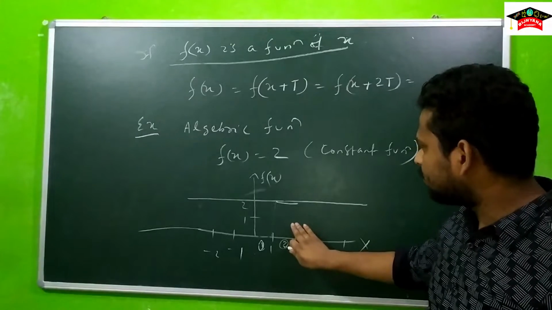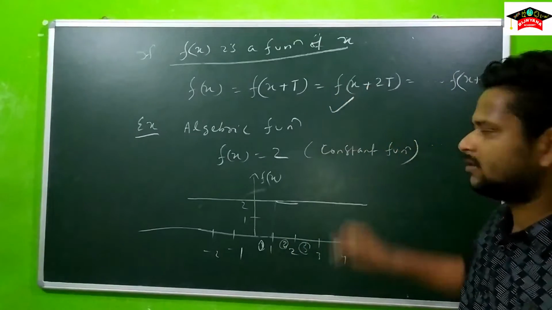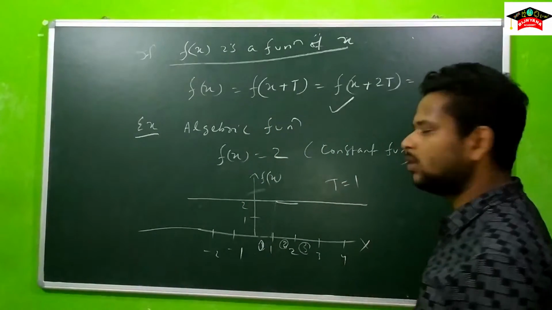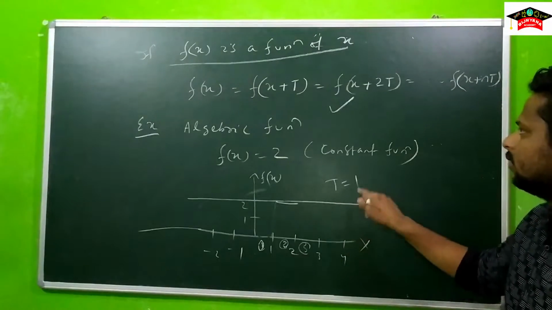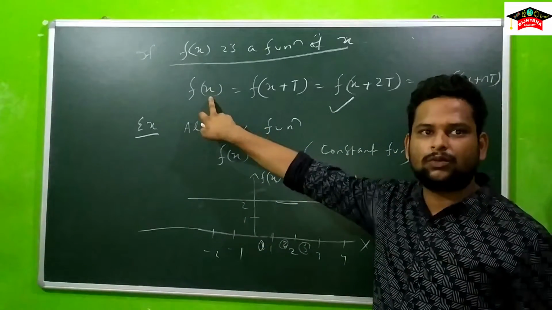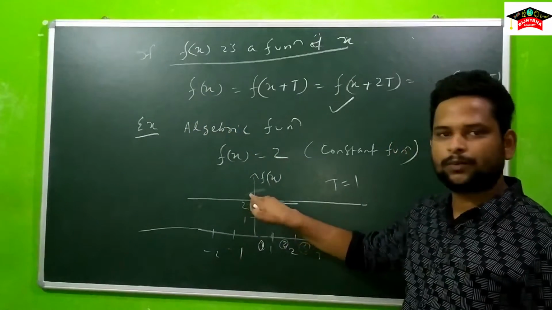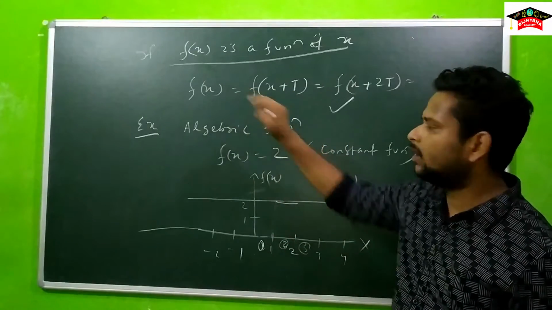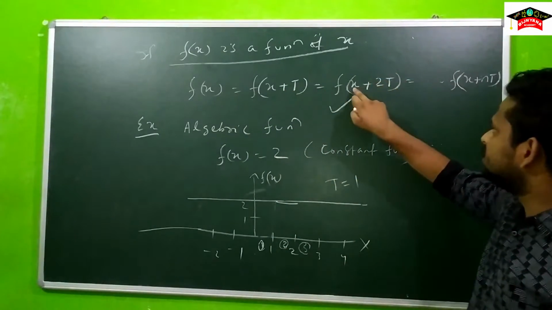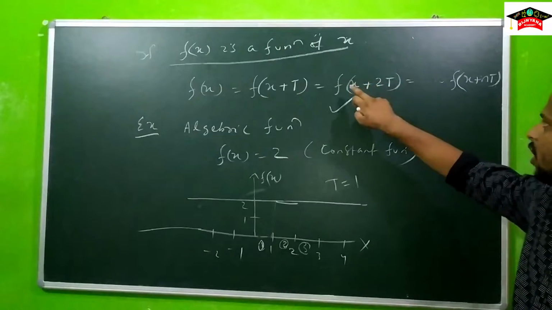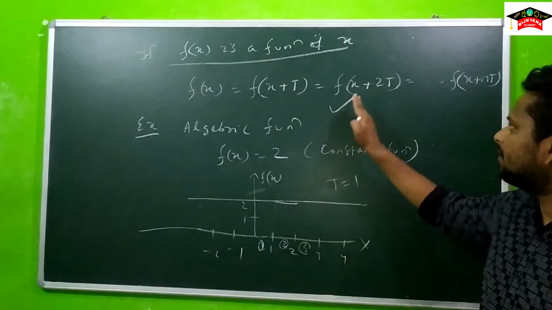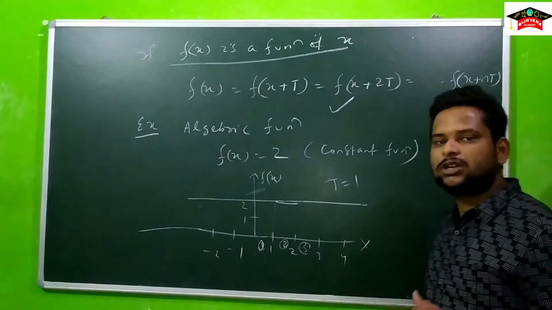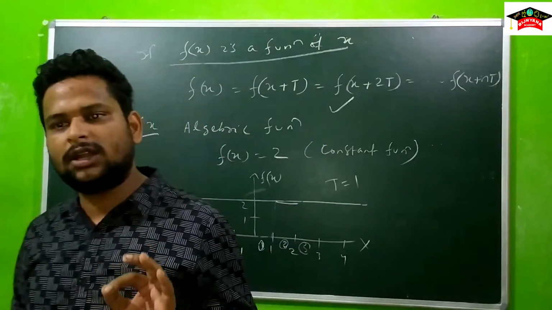So this function or graph also satisfies this condition, because we take t equal to 1. Let's start from x equal to 0. So f of 0 is how much? 2. F of 0 plus 1, that means f of 1, is also 2, which is equal. Then if we take the next period, 0 plus 2, t is 1, so f of 2 is also 2. So in every period or in every limit of x, the functional value does not change. That's why it is also called a periodic function.